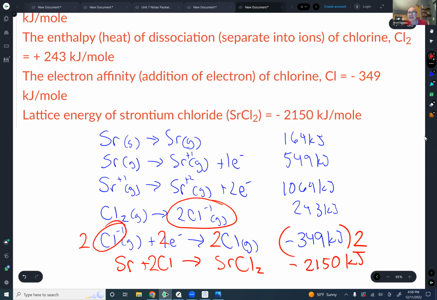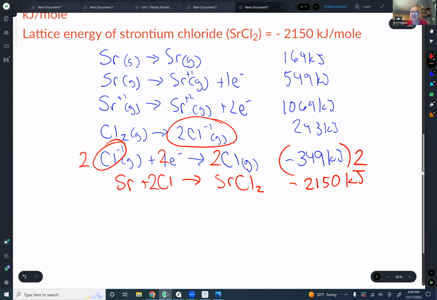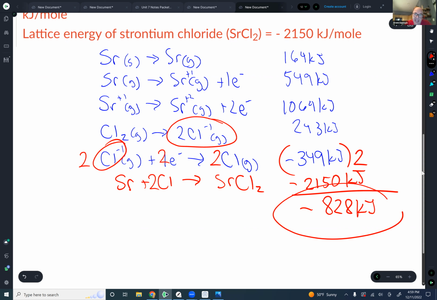Okay, so now we have laid out all of our heat amounts. Now we're going to add all these together to get our final answer. So let me find my calculator. That is 164 plus 549 plus 1064, that looks like, in my ugly handwriting, plus 243 minus 349 minus 349 minus 2150. And that is going to be equal to, to form this crystal, negative 828 kilojoules. That's the answer that we are looking for.